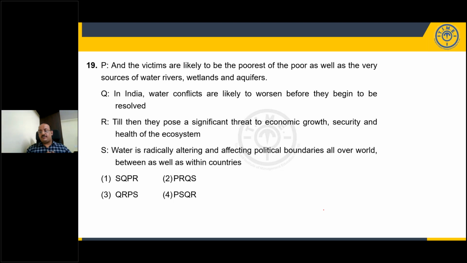Now we always start with the most general line. In this case, both Q and S seem to be a first line because R has a "they" and P has an "and". So we definitely cannot start with them. Now between Q and S, which is more general? S, because Q specifically talks about India, S talks about the world. So I can start with line number S.